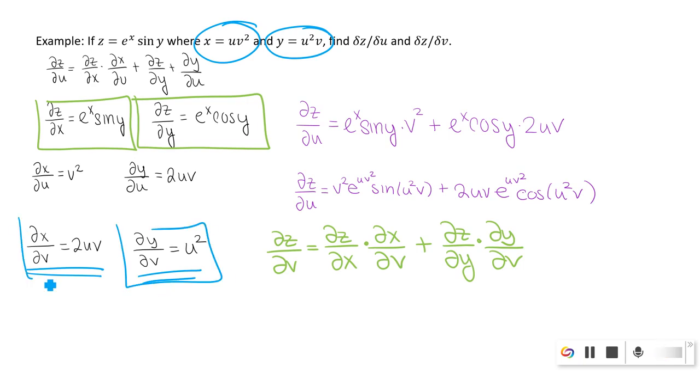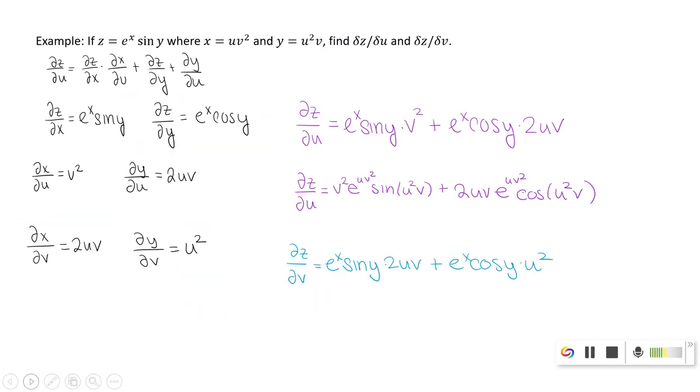And so I can take these expressions, these derivatives, and plug them into my chain rule. And now I have dz dv equals e to the x sine of y times 2uv, plus e to the x cosine y times u squared. And then finally, we can get that final answer in terms of u and v by just going through and substituting the given expressions, the uv squared for x and the u squared v in for y. And so at the bottom of the screen, there's my final answer. That's my derivative of z with respect to v.